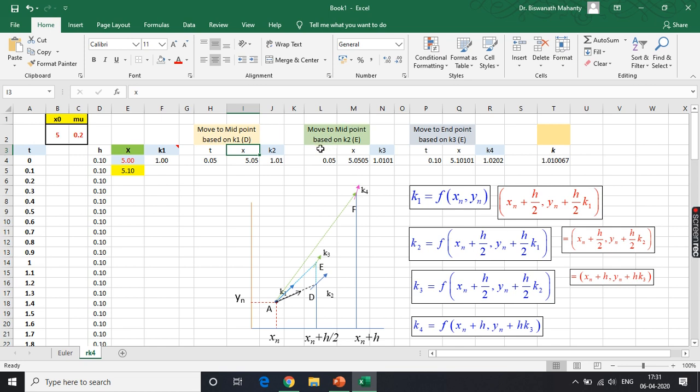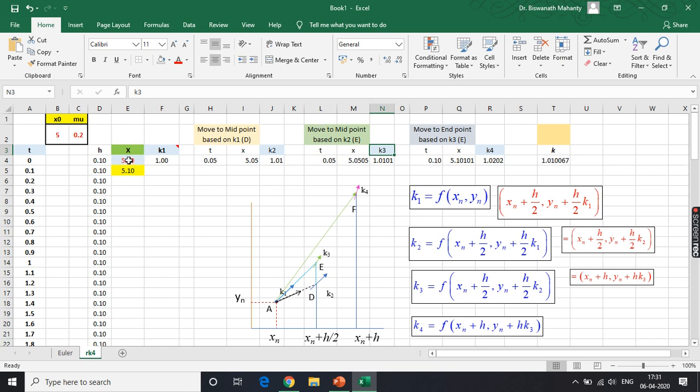Similarly, we will have another point called e point. For e point also, time, x, slope at this point, and finally using this slope we are going to reach point f. So this point is f actually. So t, x, and finally k4 values, and then the last column will be the average calculation. Anyway, I'll show you how we are going to do it.